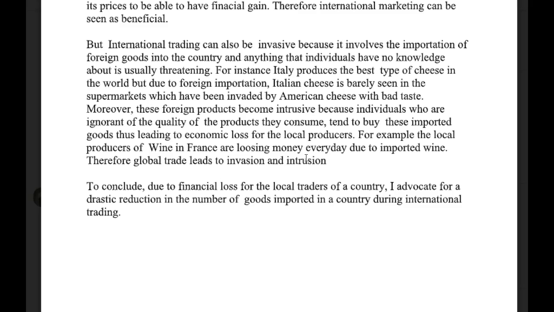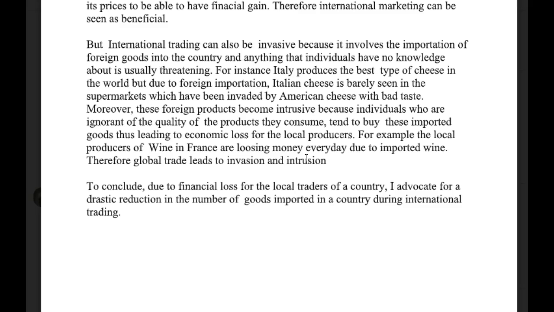"To conclude, due to financial loss for the local traders of a country, I advocate for a drastic reduction in the number of goods imported in a country during international trading." All right, not really relevant. Again, we're not talking about international trade. I've said that before. We're talking about international marketing. Of course, international marketing does fall under the general heading of globalization, but I feel like your treatment of this topic is not entirely accurate.